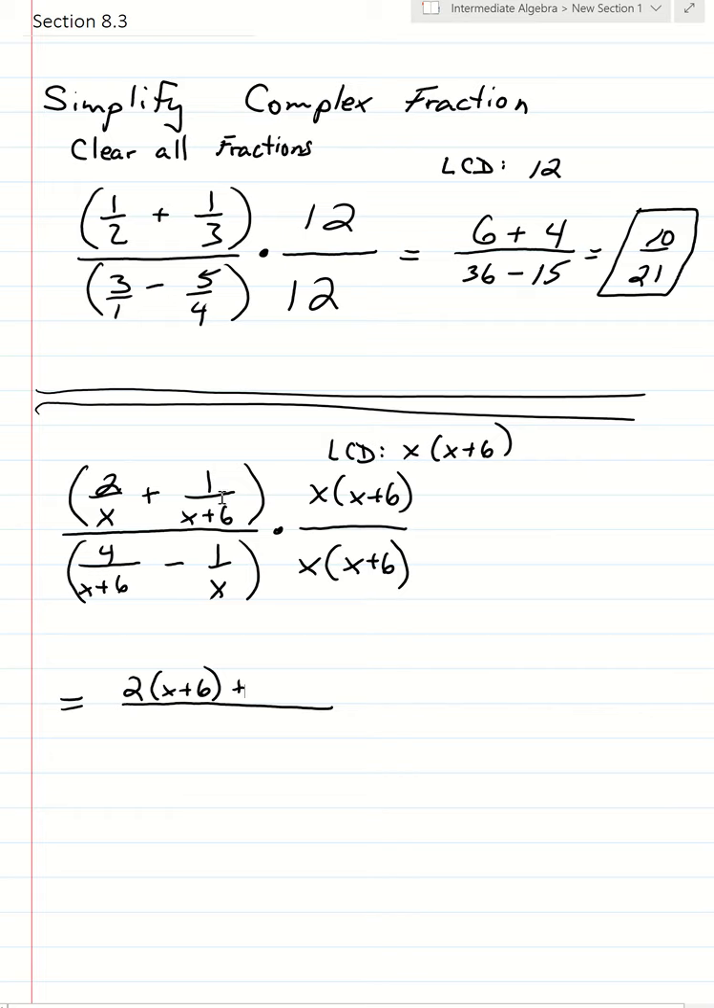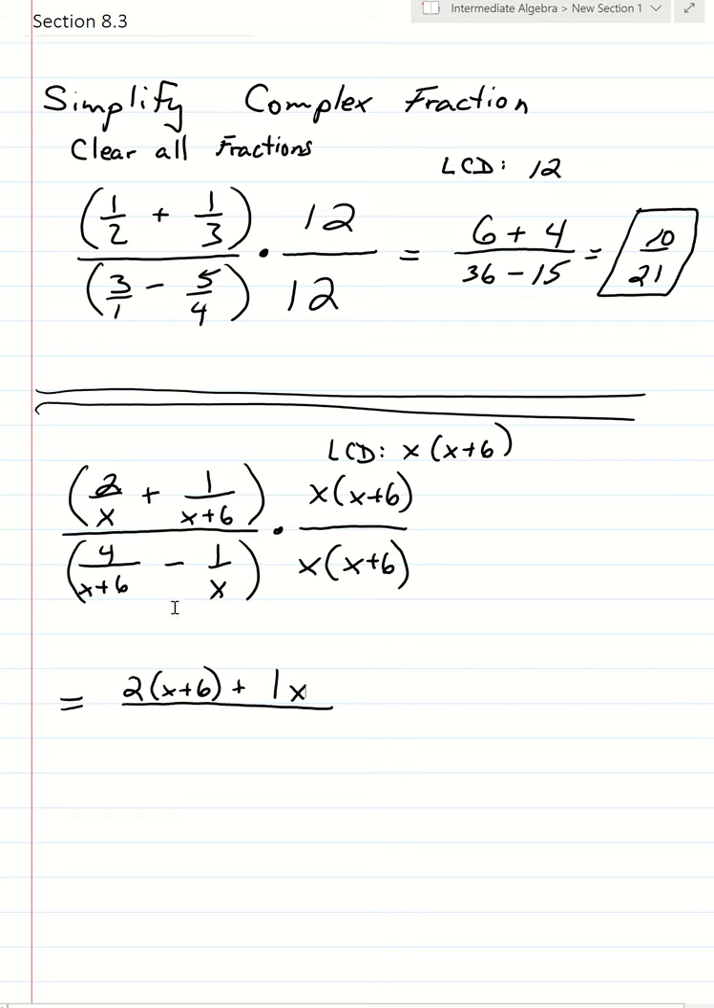Next, I have to multiply the 1 over x plus 6 with the lowest common denominator. And the x plus 6 that's in the numerator will simplify with the x plus 6 that's in the denominator, and what remains is the 1x. So I cleared the smaller fractions that were in the numerator.